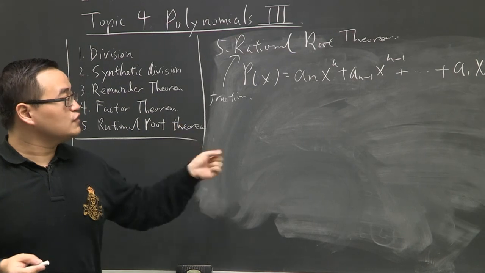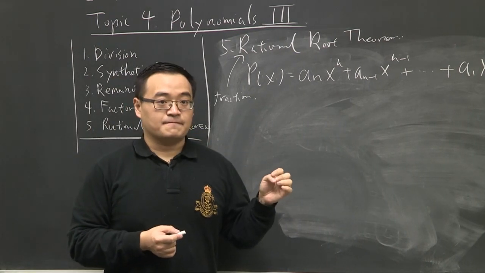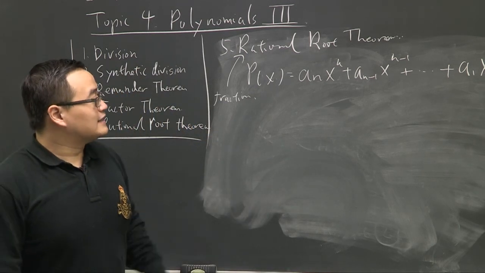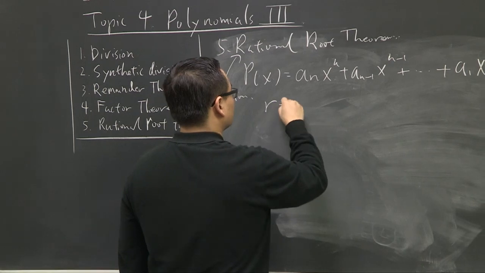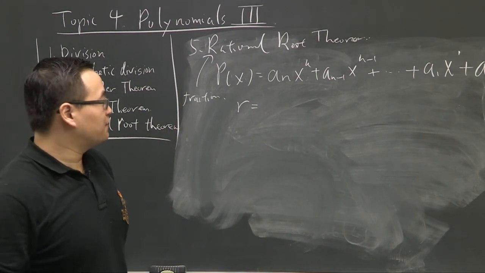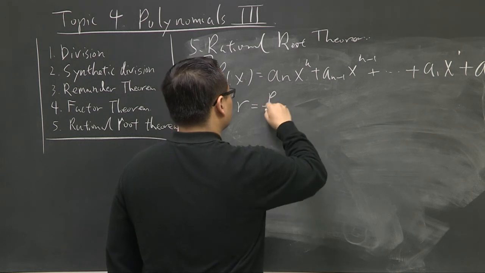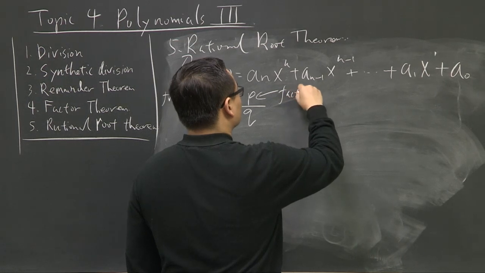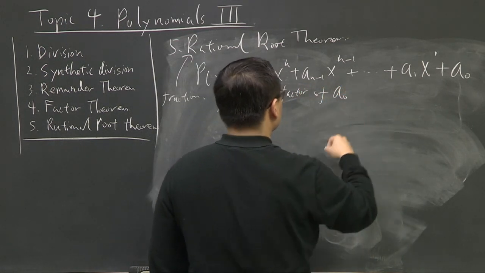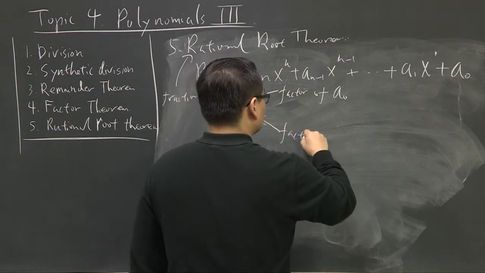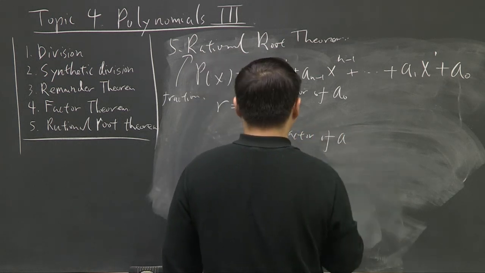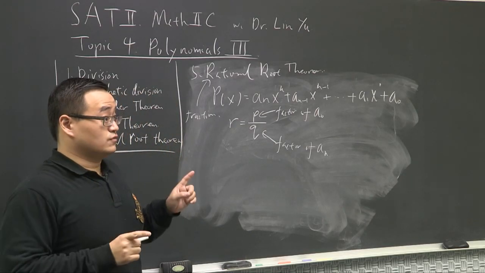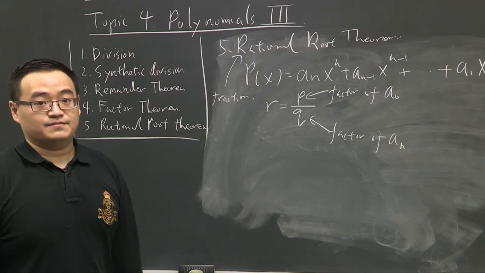The rational root theorem says if you have a rational root, something that can be written as a fraction, that root has to be in the form of p divided by q, where p is a factor of a_0 and q is a factor of a_n. All your roots are included in this case.